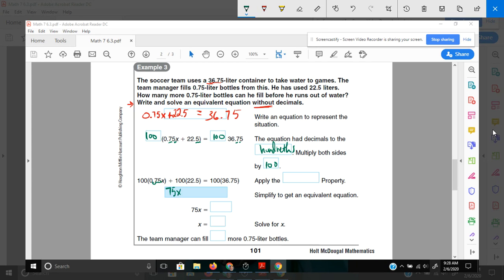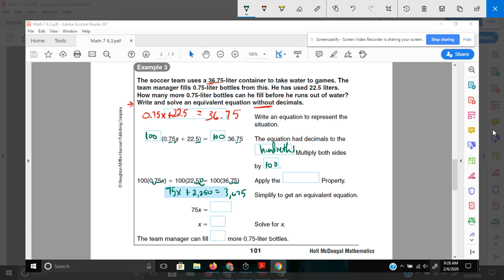75x plus 100 times 22.5. One spot would be 225. Another spot I need to add a 0. So 2,250 equals 100 times 36.75. I'll move it 2 spots, 3,675. Now my equation doesn't have any decimals. It's a lot easier to work with.